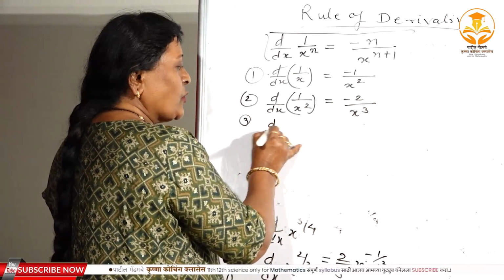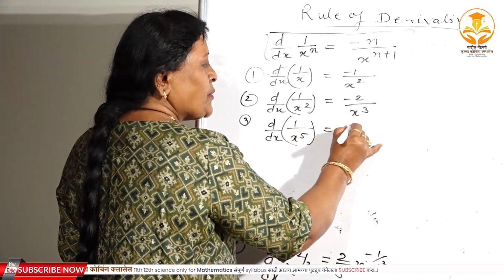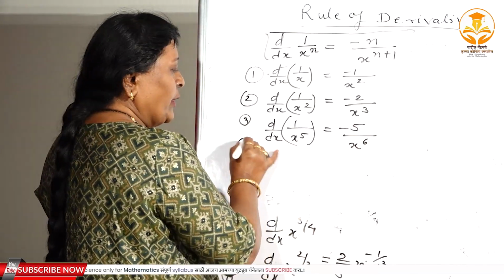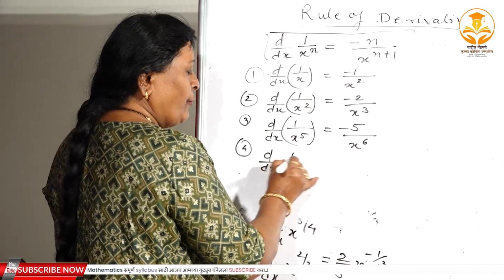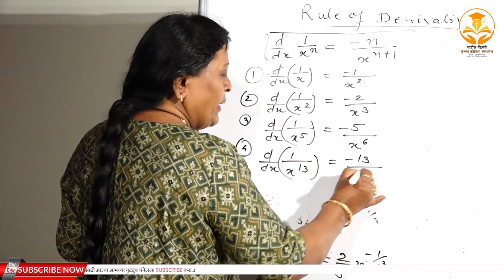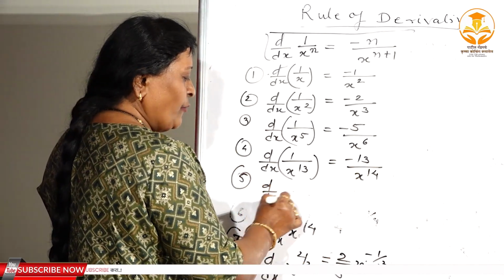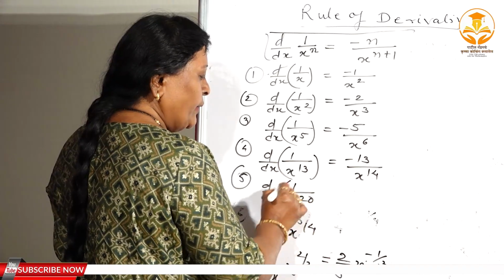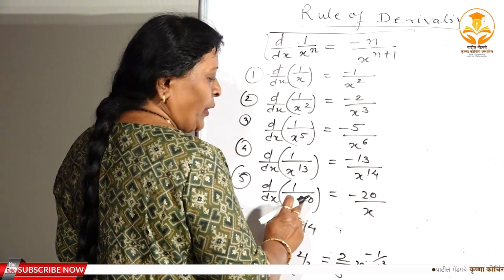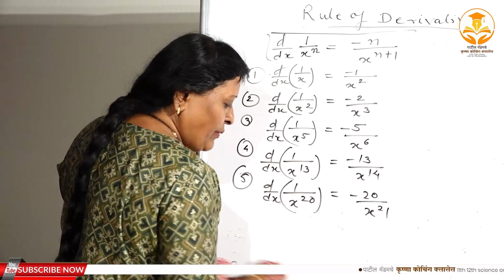Again d/dx of 1/x to the power 5. Again -n means -5 divided by x to the power 6. d/dx of 1/x to the power 13. Again -13 divided by x to the power 14. Again fifth, d/dx of 1/x to the power 20. Again -n means -20 divided by x to the power 20 + 1, that is equal to 21. If there is a fraction, power same.